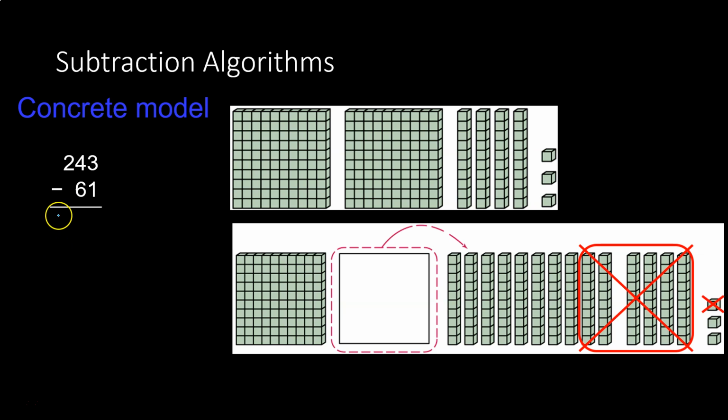If I wanted to use the standard subtraction algorithm, I would stack my numbers vertically. I would start in the ones column, 3 minus 1, no problem. If I have 3 things, I can easily take one of them away, leaving behind 2. 4 minus 6, however, if I only have 4 things, I cannot take 6 away from that. So we need to regroup.